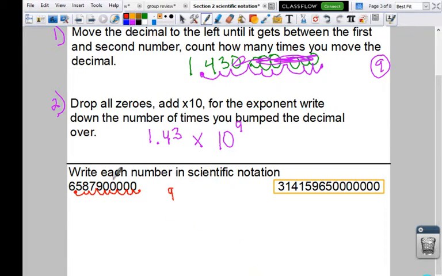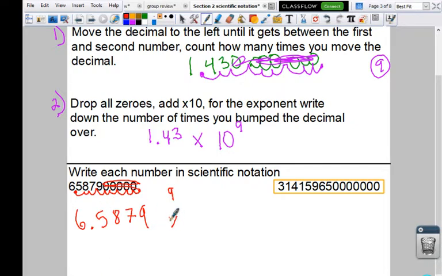So I'm going to drop all these extra zeros at the end right here. I don't care about these zeros anymore, and I'm going to write this down without the zeros. So 6.5879. When I do this, I drop all the zeros at the end. If you ever have a 0 in the middle, like if this was a 6508, I would keep that 0 in the middle, but all these at the very end, you get rid of them. Okay, so I have my first number right here in the front.